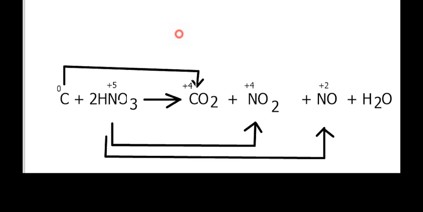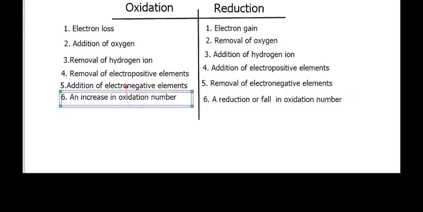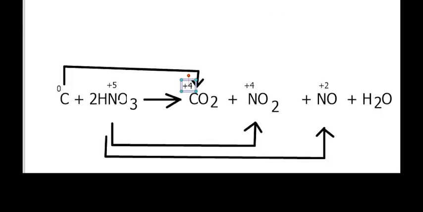So when we check from carbon on the reactant side to carbon on the product side, you see the oxidation number of carbon increased from 0 to +4. Whenever there is an increase in oxidation number, oxidation is said to have occurred. So therefore, the increase in the oxidation number of carbon tells that carbon has been oxidized.